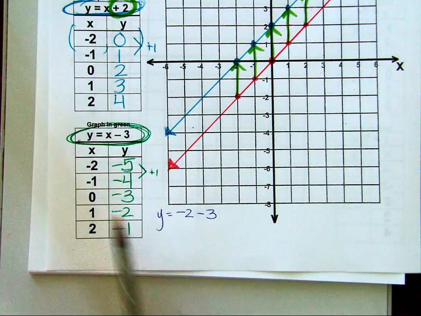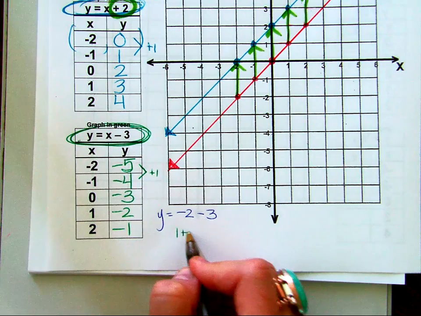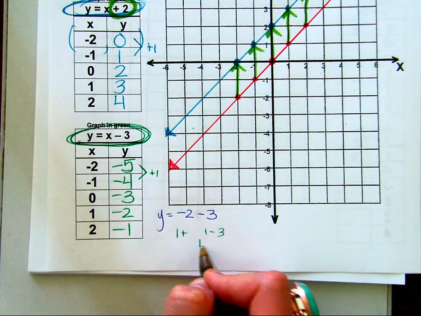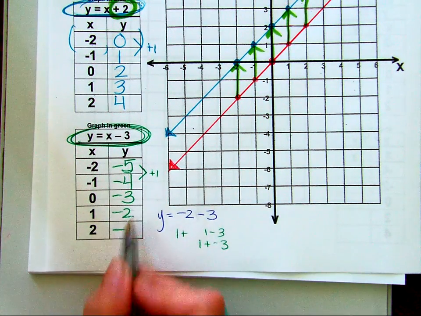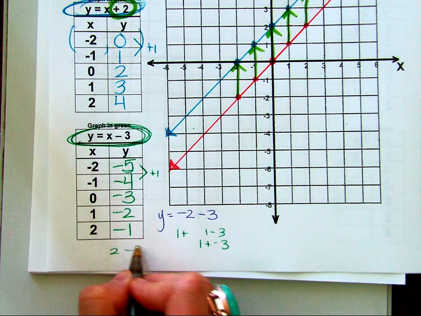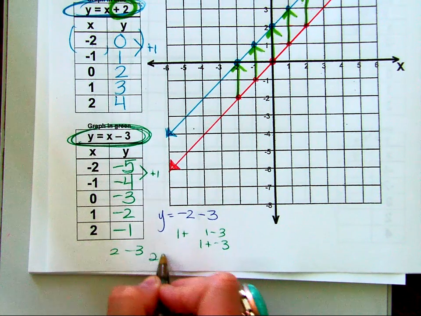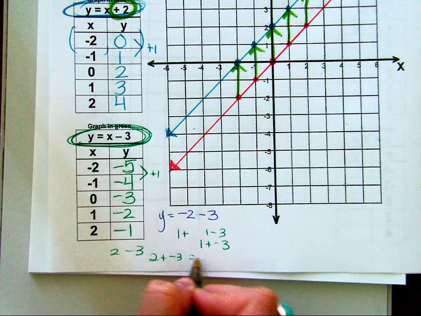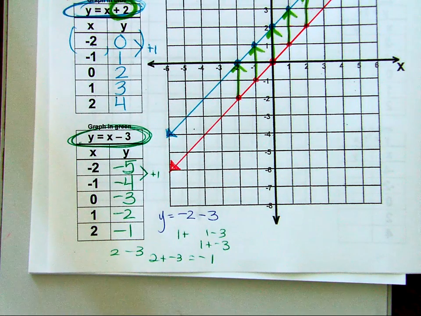1 minus 3 is the same as 1 plus negative 3. Yeah, that's negative 2. And 2 minus 3 is really 2 plus negative 3, which is negative 1. Okay, so we're good. So now we plot these points, and we see if you're right. You probably were, because you just needed that blue line to help you.